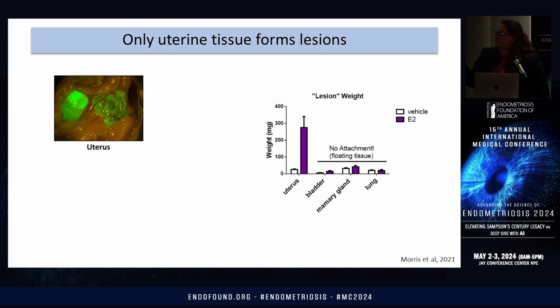So we injected uterus, bladder, mammary gland, and lung into the peritoneal cavity.